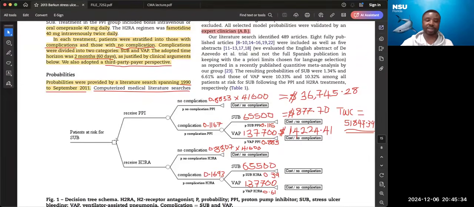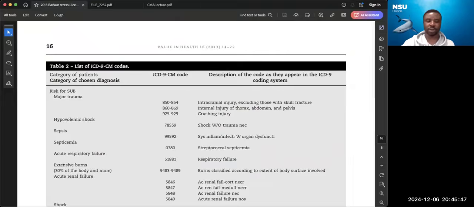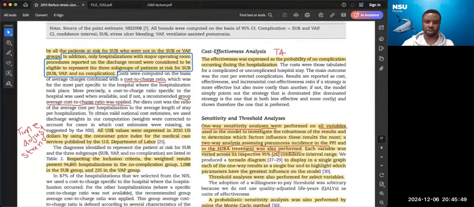And then remember the terms. This is the decision of choice. This one is a chance, and this one is the terminal node. And then right now we've decided that our decision is PPI. That is the drug that we are using. Okay. Now let's go to the next part.